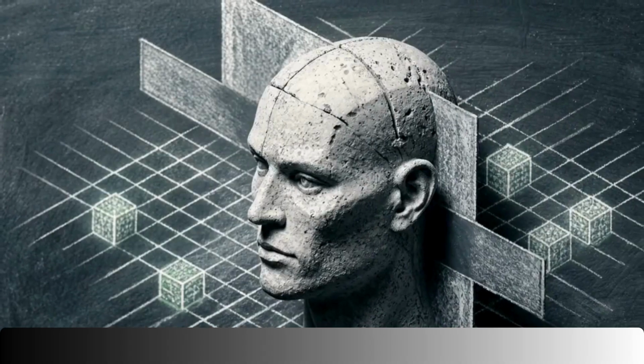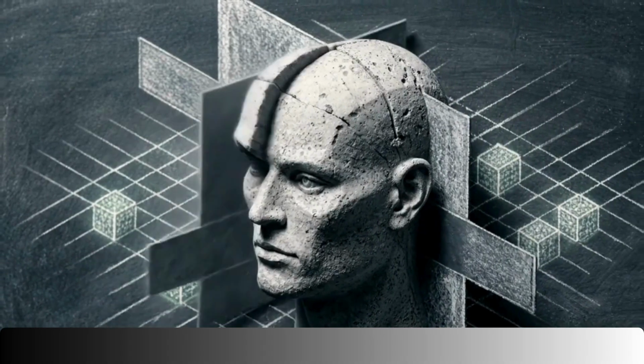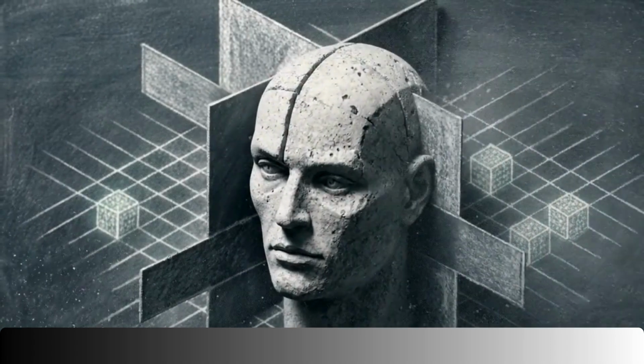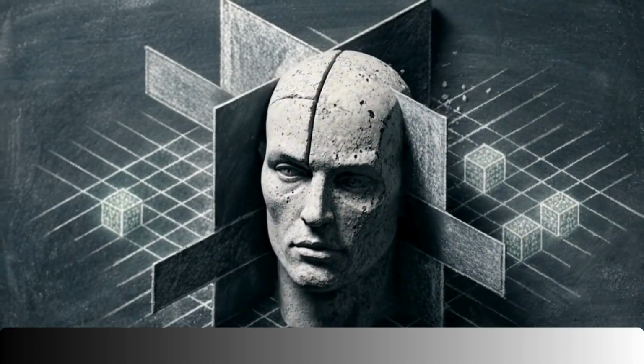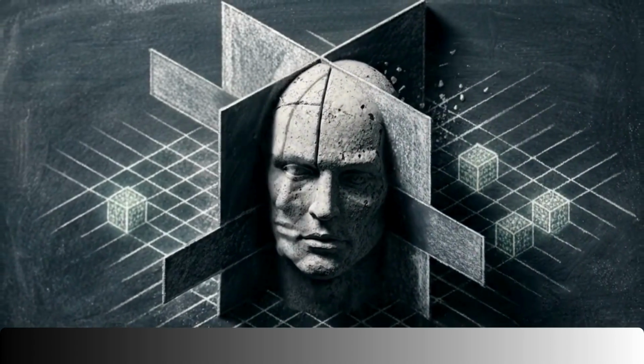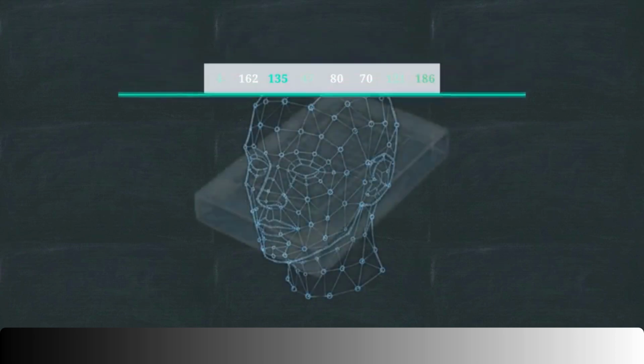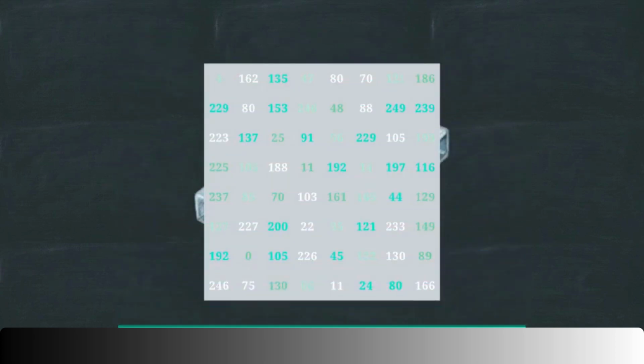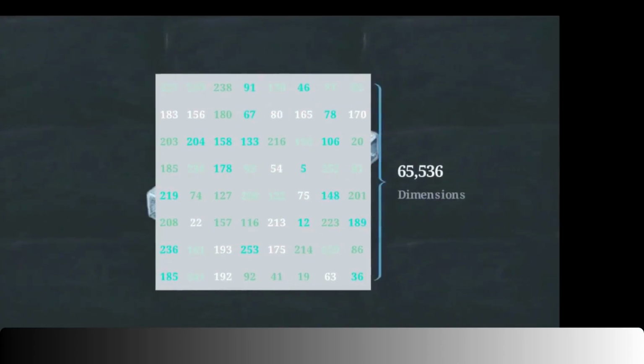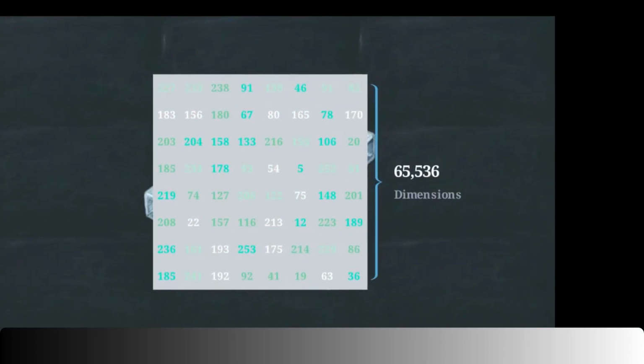A human face is never static. It is a dynamic, shifting topology where shadows, lighting, and microexpressions are constantly altering the physical surface. But a computer doesn't see a cheekbone or a smile. It sees a grid of raw, independent pixels, each assigned a specific numerical value.